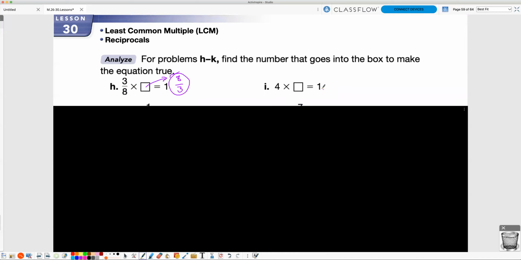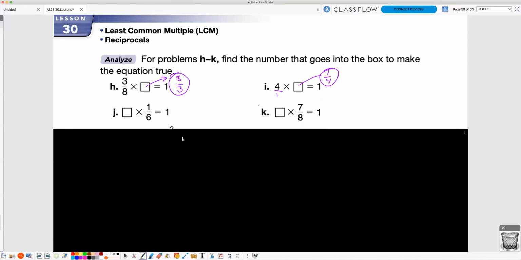Letter I. What's the reciprocal of 4, basically? 4 times what will get you to 1? This one should be 1/4, because this would be 4/1 if you were looking at a whole number. Letter J, what's the reciprocal that you would multiply 1/6 by to get to 1? The answer would be 6, or 6/1. Letter K, 7/8 times what reciprocal of it would equal 1? Should be 8/7.